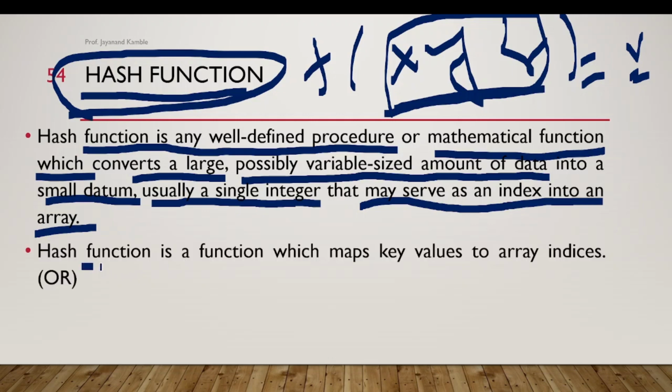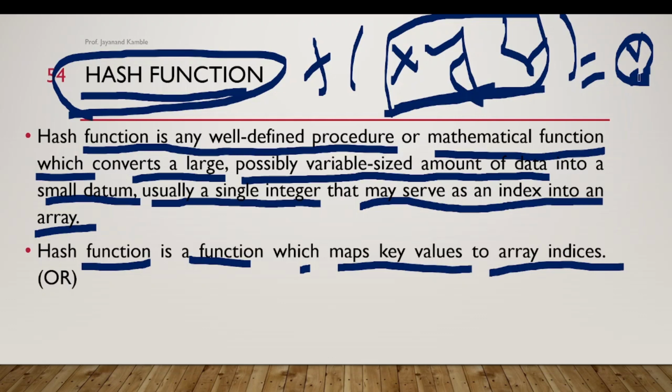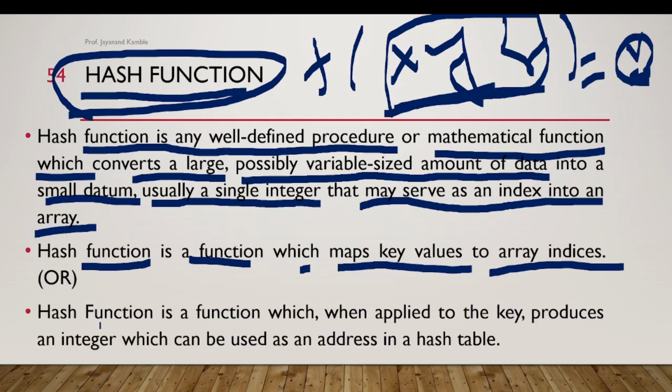Now hash function is a function which maps the key values to array indices. So whatever key value we are going to get, that will be mapped with the array indexes. Or hash function is a function which, when applied to a key, produces an integer.